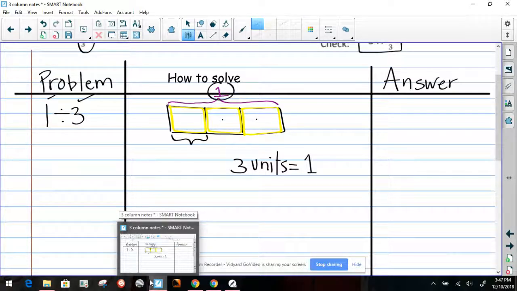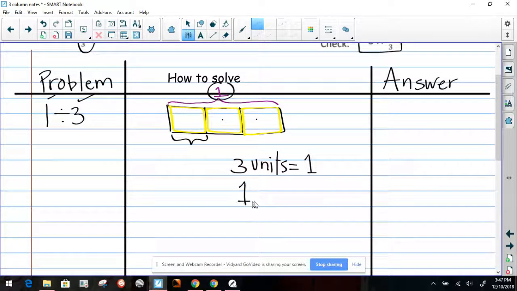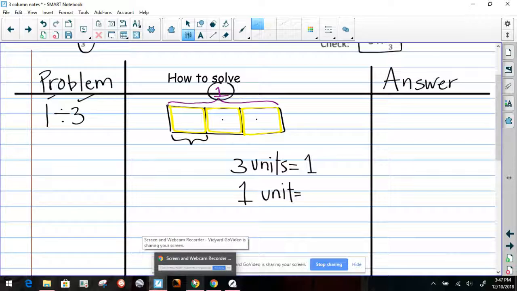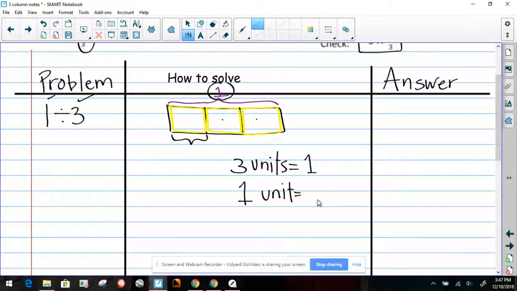Okay? Now, 1 unit, what should 1 unit equal? Well, 1 unit is going to be 1 whole divided in 3 parts. And you'll say, well, where do you get that, Mr. Magnifico? From here. 1 divided into 3 parts. 1, 2, 3 parts. So there is right there. That's how I'm going to get the unit.